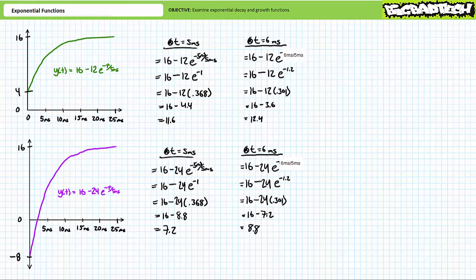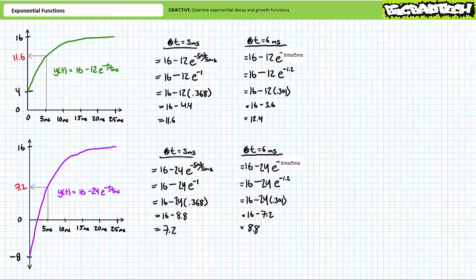Let's compare and contrast the instantaneous values at 5 milliseconds of these two functions, one with a 4-unit head start, the other one starting at negative 8. At 5 milliseconds, the function in green has a value of 11.6. At 5 milliseconds, the function in purple has a value of 7.2. Can you dig it? At the same times, the function with a head start of 4 has a higher value and a shallower slope than the one with an initial value of negative 8.